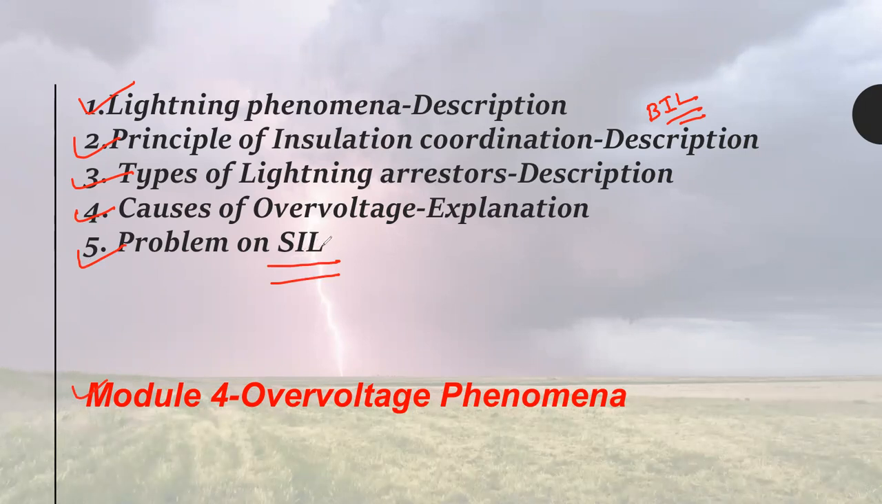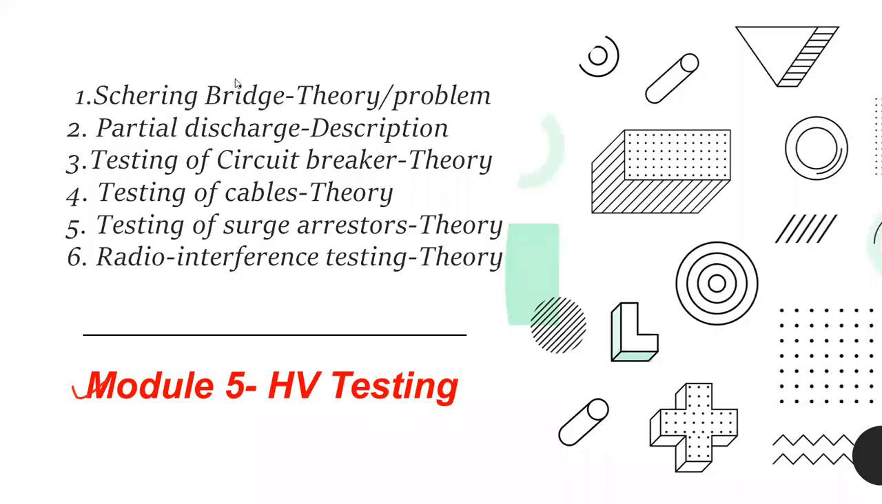Then problem on surge impedance loading. What does SIL mean? Surge impedance loading. In that you will be studying about characteristic impedance, how to calculate characteristic impedance, square root of L by C. Such kind of numerical examples you have to recall always, because those equations will be helpful for your competitive examinations also.